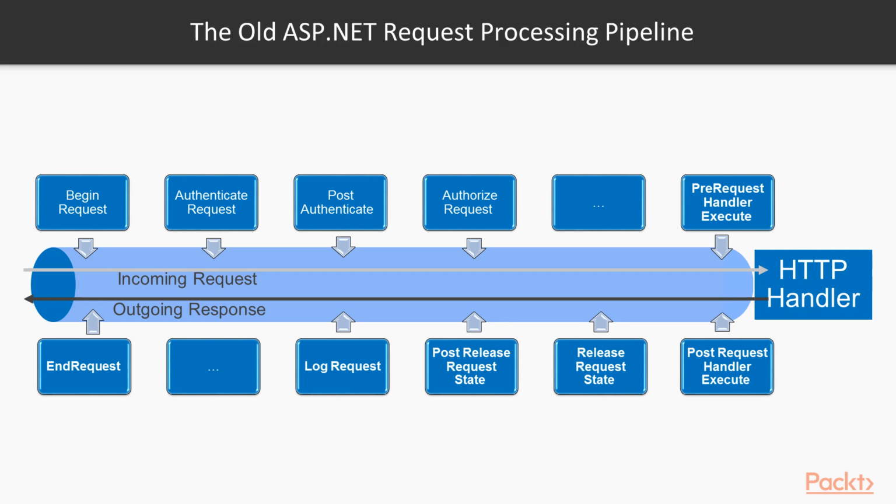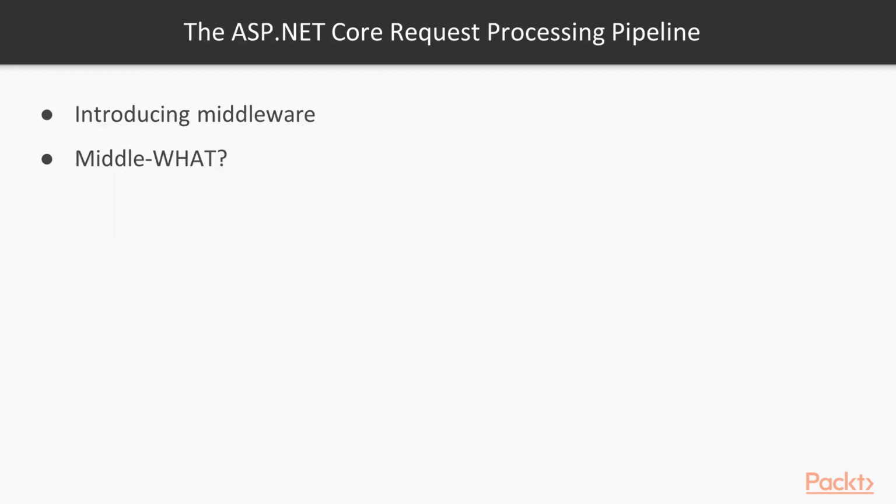One of the biggest disadvantages of this process is that you have no control of what happens when. You must know the events' order beforehand or miss vital information in the process. The new .NET Core request processing pipeline has introduced middleware.